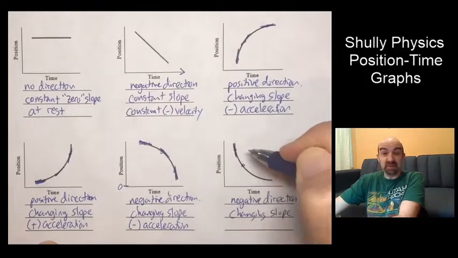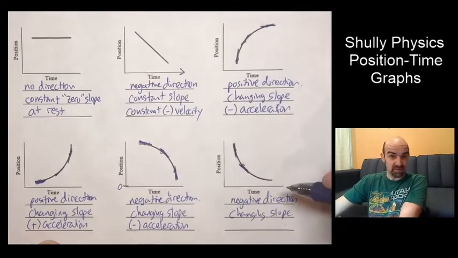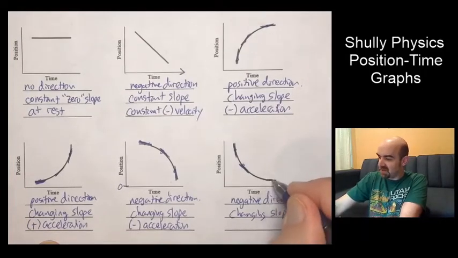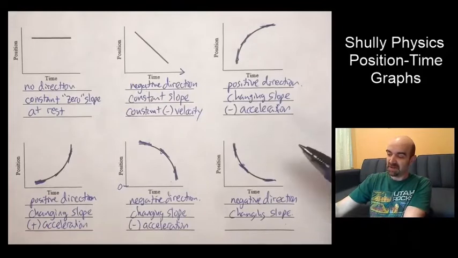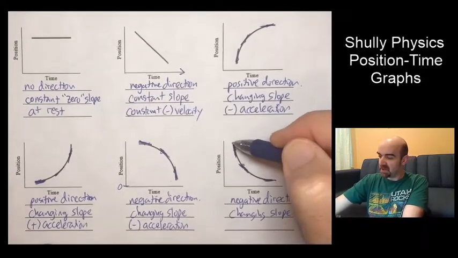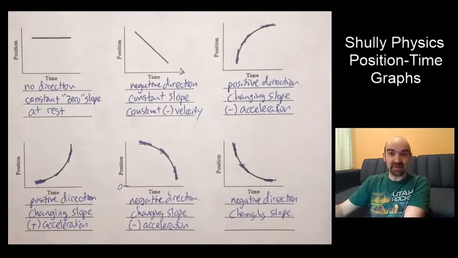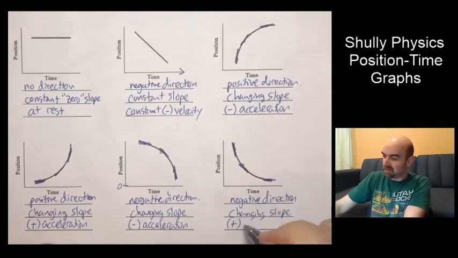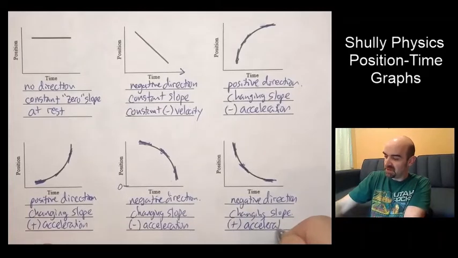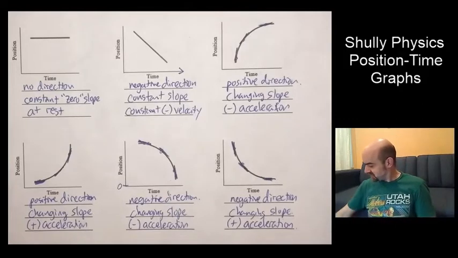So in the beginning, there's a steep negative slope. And towards the middle, it becomes a lesser negative slope. And towards the end, it's almost stopped. The slope is almost zero. So we're approaching a zero slope. That means we're approaching a zero velocity. So how is it changing? It started out with a lot of negative slope and it becomes less negative. So if this is becoming less negative, it's becoming more positive. This is a motion in the negative direction, but with positive acceleration. All right? So that's a positive acceleration.